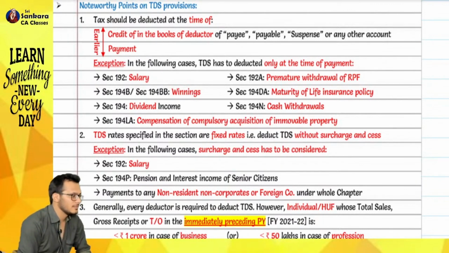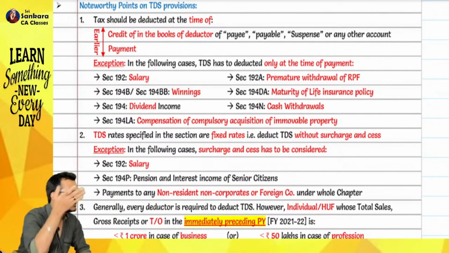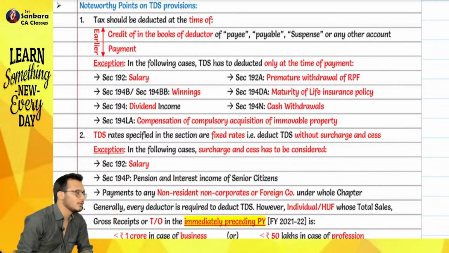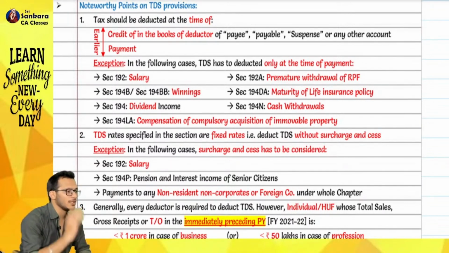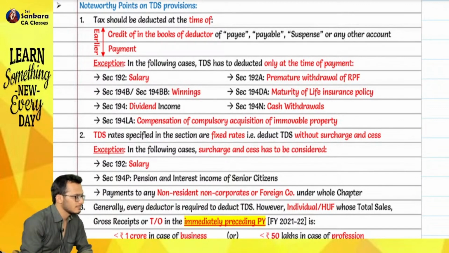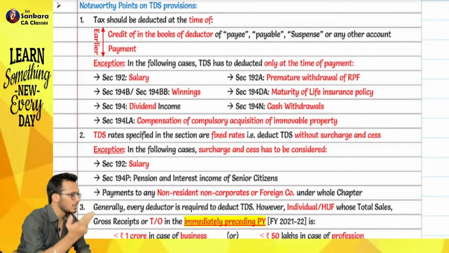They put an exception: the rate is already 30, and going beyond that is pointless. So they said, boss, certain exceptions I am giving you. In these cases, this section will not apply. First case is salary. Why? Salary itself is at average rate, so doubling it is no use. Then they said winnings. Why? Winnings are already at 30, so doubling is pointless.